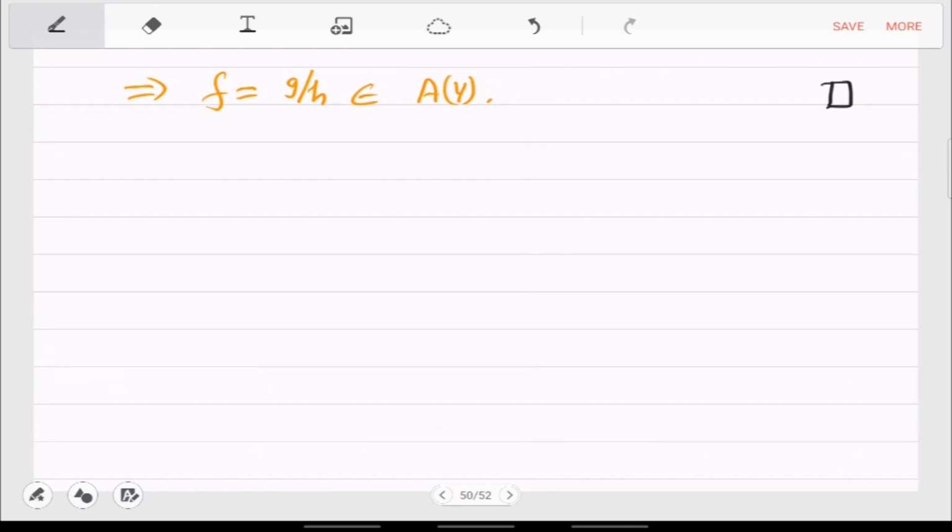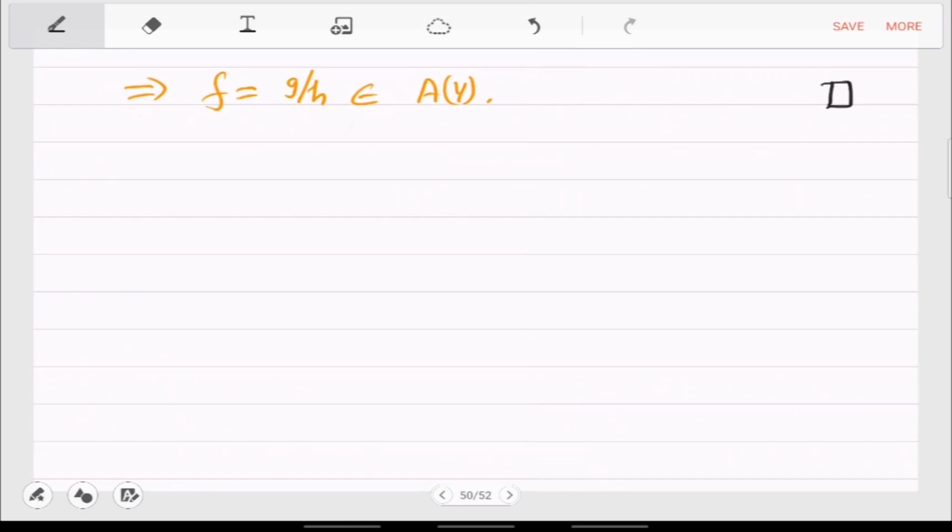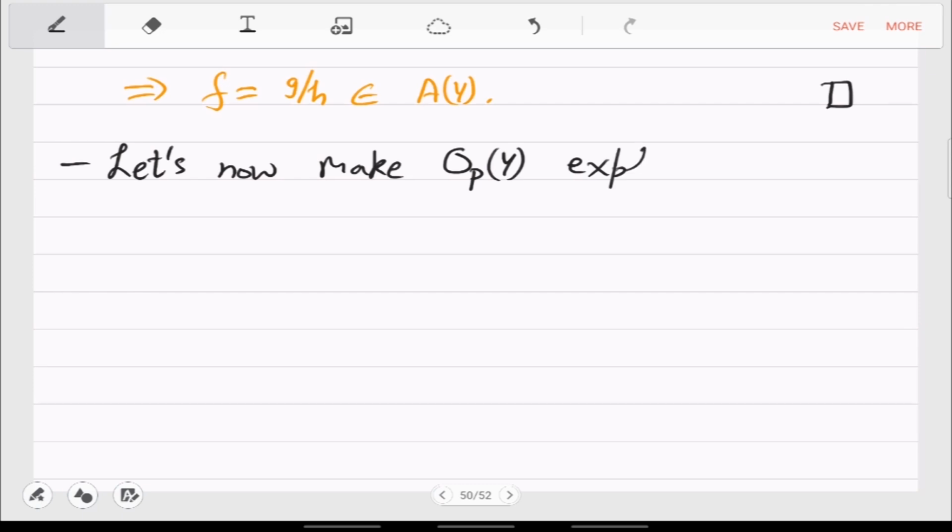So that gives you a complete understanding of OY. Now let us look at the germs around a point. What does that mean algebraically? For this, as I mentioned last time, we will need the idea of localization in algebra, which again is directly motivated from this situation we are in.